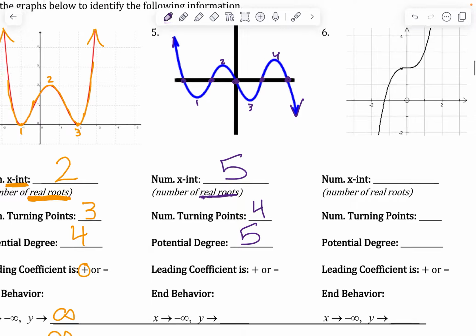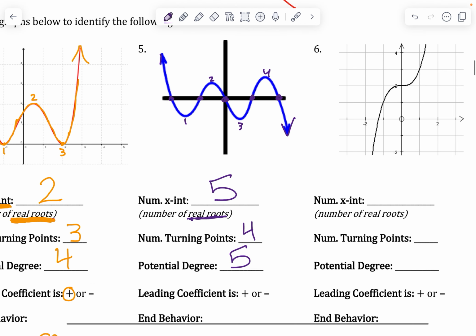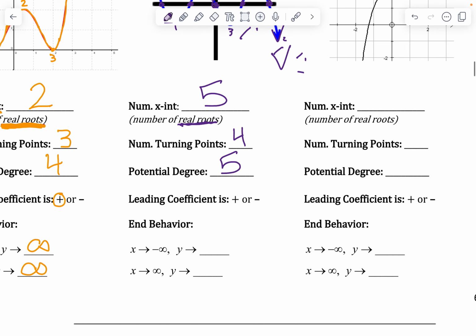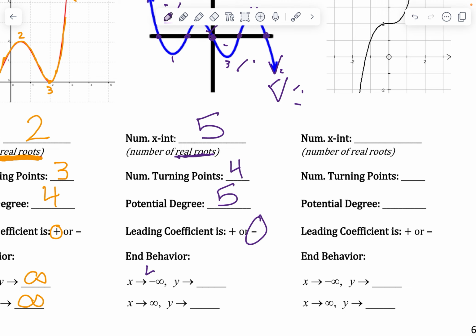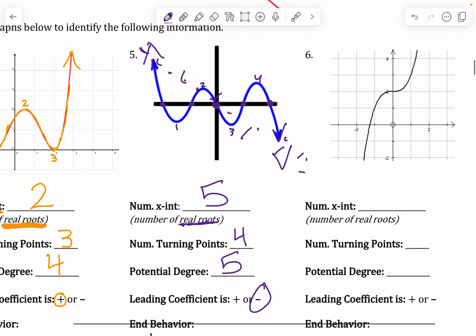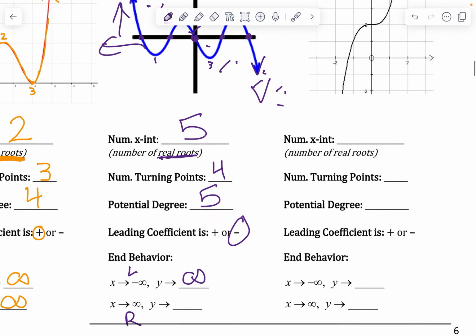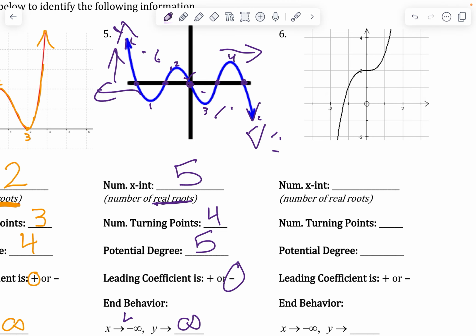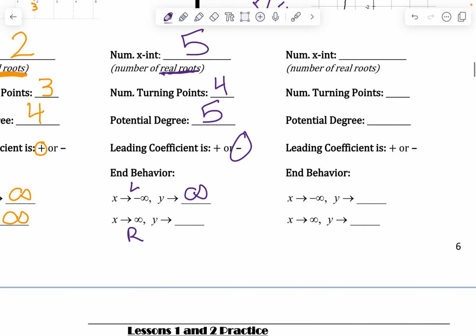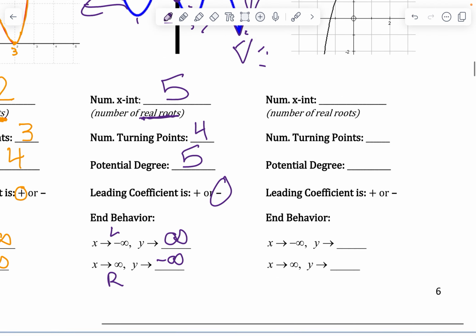Okay, leading coefficient. So this kind of goes with end behavior. But my leading coefficient, if I start with an up arrow and I'm ending with a down arrow, look, that is trending down. That's a negative trend. So it's a negative trend, so that means that my leading coefficient is negative. And then, remember, x approaches negative infinity to the left, x approaches positive infinity to the right. So as my graph goes to the left, it goes up to positive infinity. And as my graph goes to the right, it goes down to negative infinity. And there's my end behavior there.